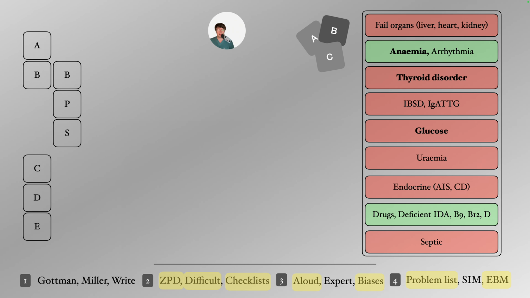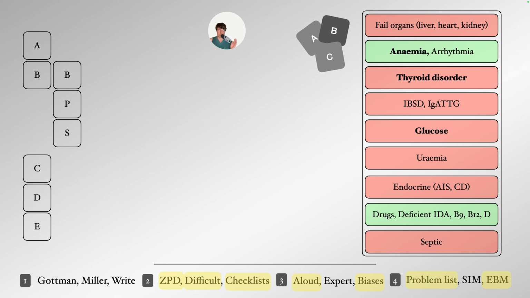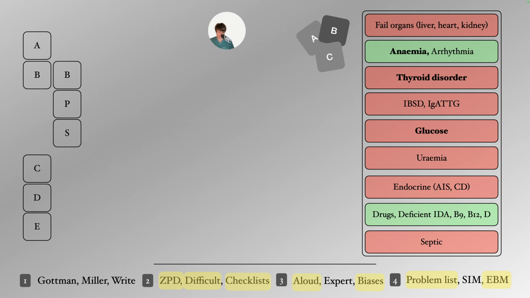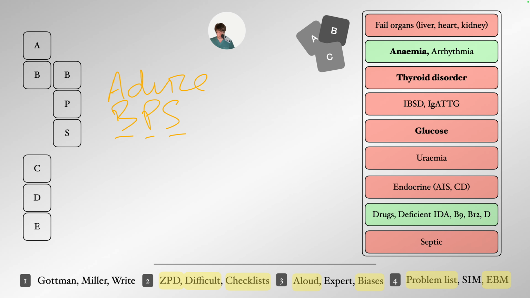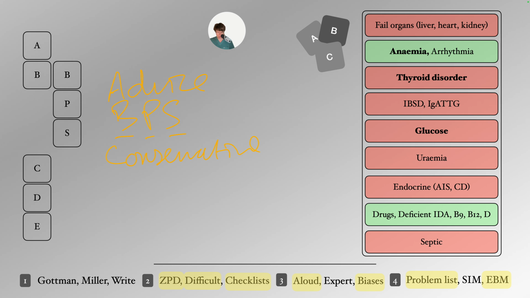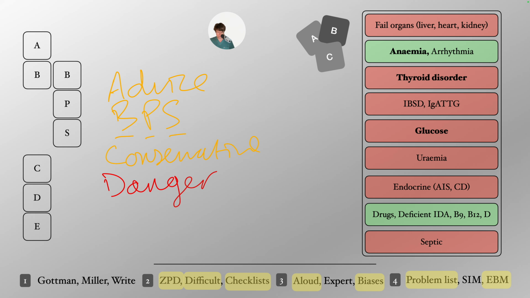So I like to do A, B, C, D, E, and I even do this in clinic because it forces me to slow down and make sure that I cover the bases super easy. So A is advice, okay? So A for advice, let me write this down for you. B for biopsychosocial elements of the management plan. C for conservative management. D for danger, red flags.